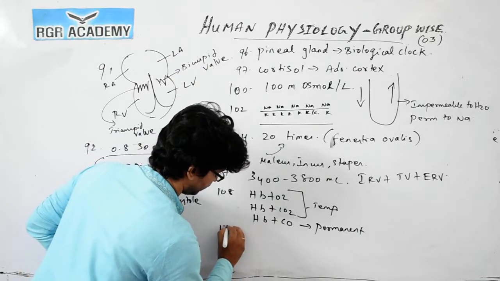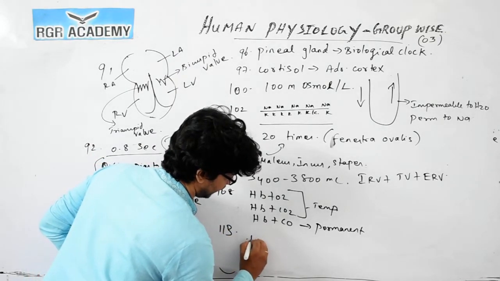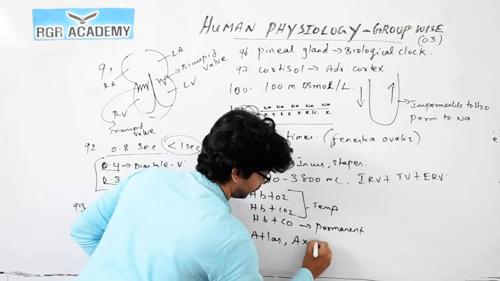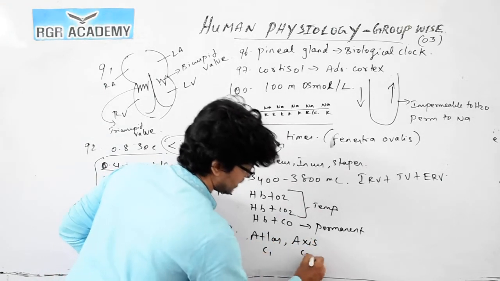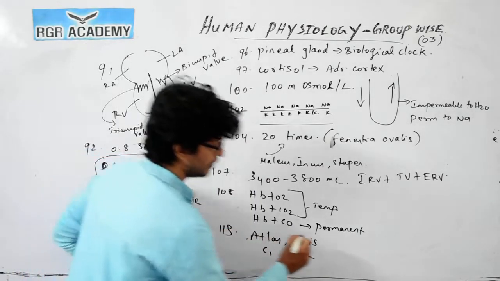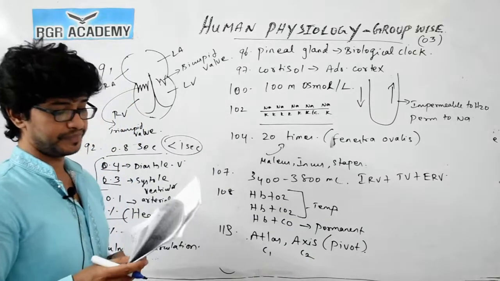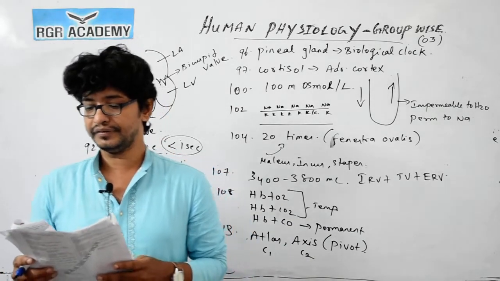Question number 113. The first and second vertebrae, we call them as what? The first is the atlas bone, the second is the axis bone. This is cervical 1 and this is cervical 2. These are the examples for the pivot joints. Okay, so for 113, 3 is the correct answer.